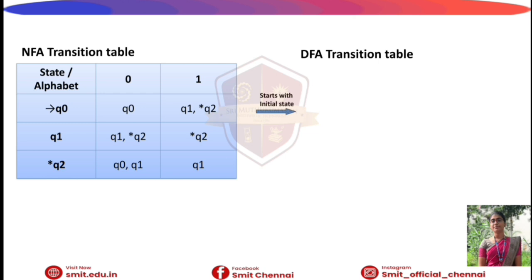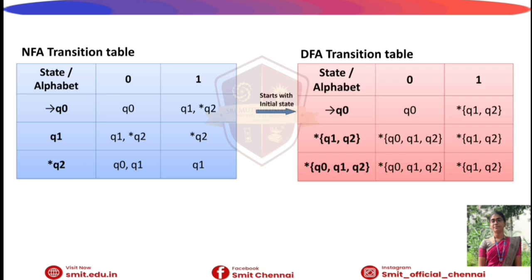So from NFA, we are going to construct the DFA transition table. The first initial state doesn't change. Q0 accepts 0 and goes to Q0. Q0 accepts 1 and goes to Q1, Q2. And here Q1, Q2 together is seen as a single state.